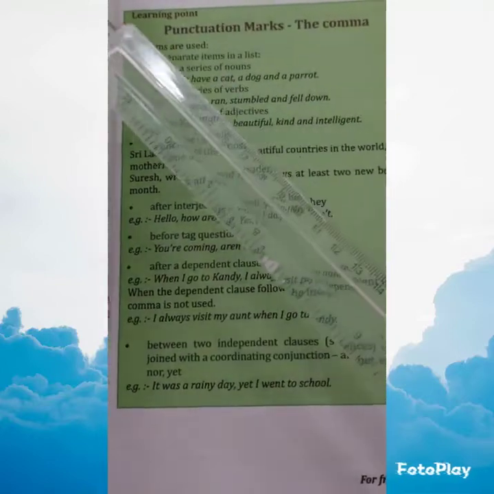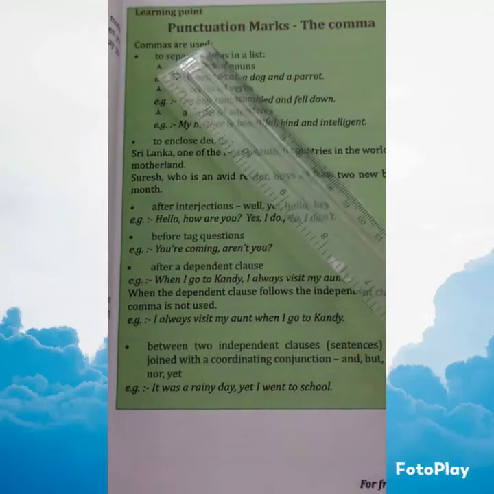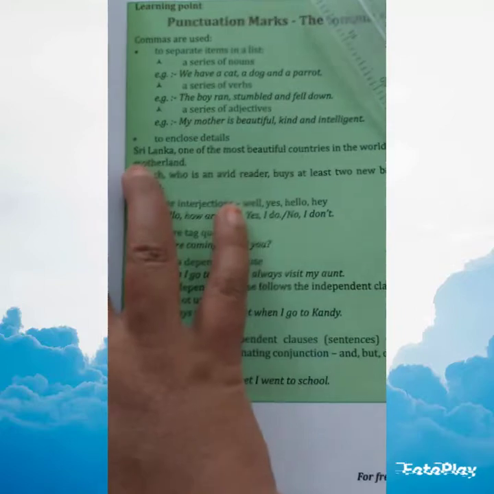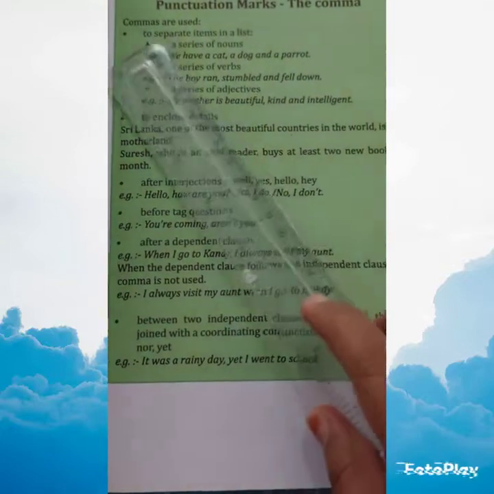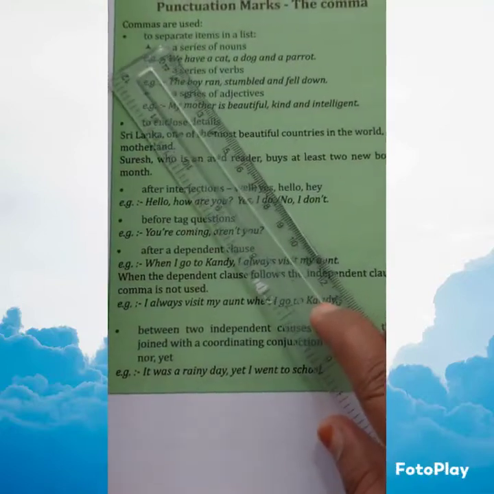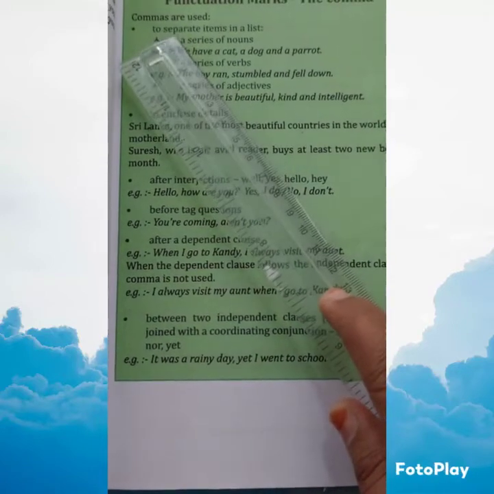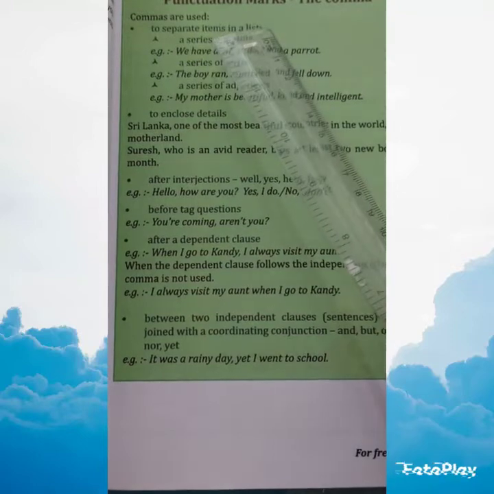Look at the first point. Commas are used. Here they have given you the title. Sorry, this is not the first point. This is the title of this lesson. Commas are used. Okay, what is the first point? What is the first usage? Here they have given you: to separate items in a list.